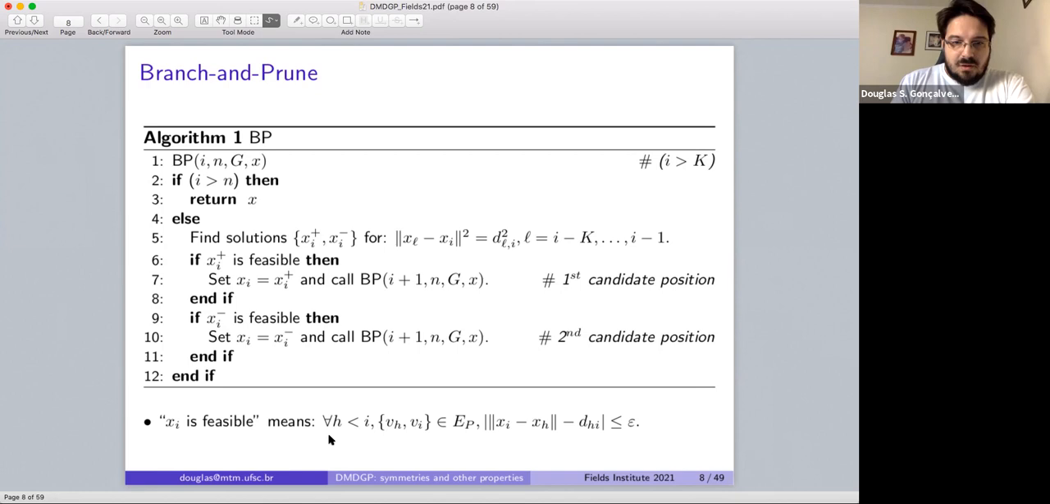all edges related to adjacent vertices, to neighbors of v_i that were not used in this quadratic system, are verified. And we say that x_i is feasible if the constraint related to the distance d_hi is satisfied within a tolerance epsilon. Actually, in this feasibility test, you could include other criteria. For instance, yesterday Jianxin mentioned some properties like the van der Waals constraints and so on.